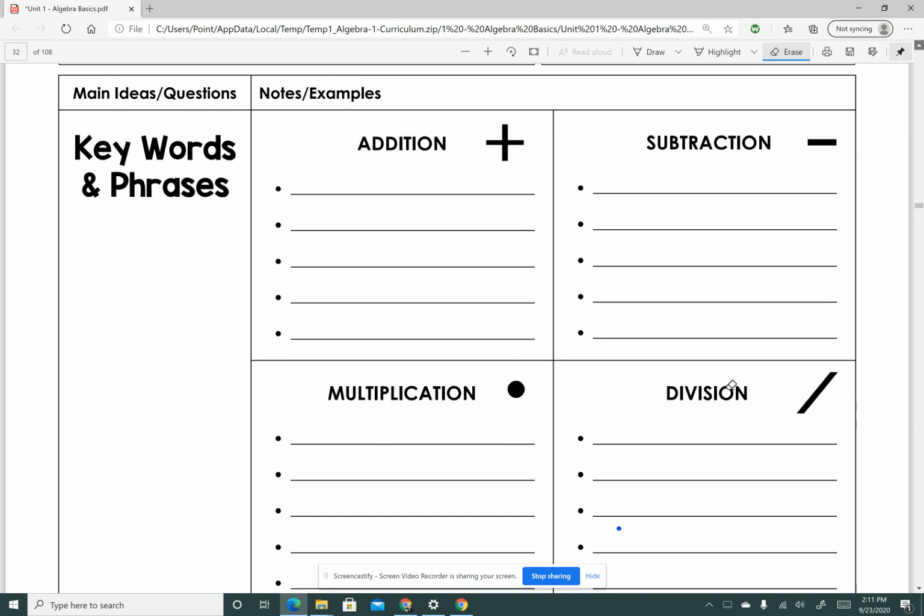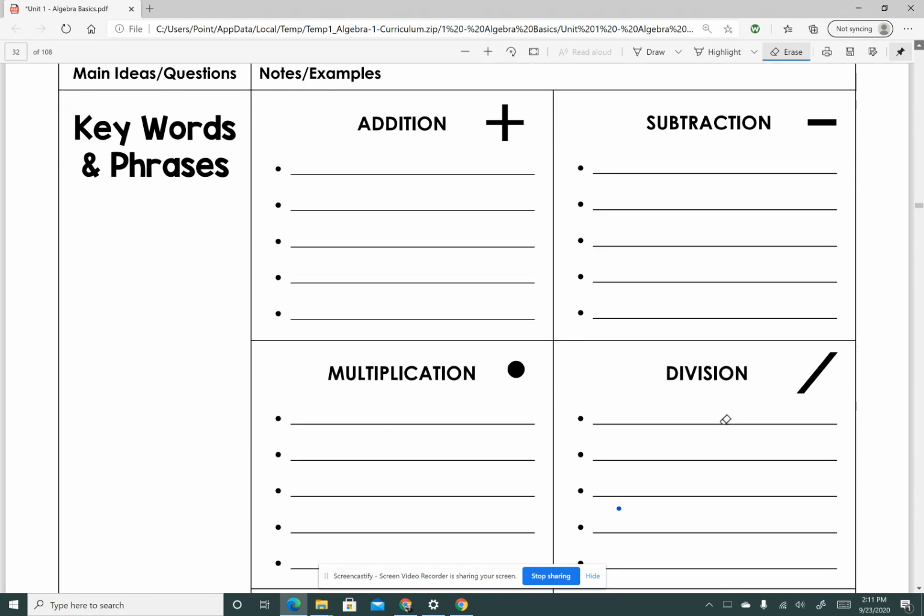Some keywords and phrases when we're working with addition in algebra are sum, total, plus, increased by, and more than. And I'm sure you can think of some others.